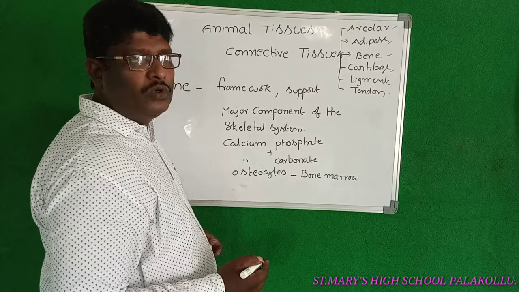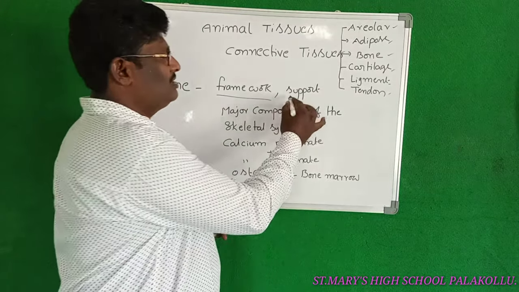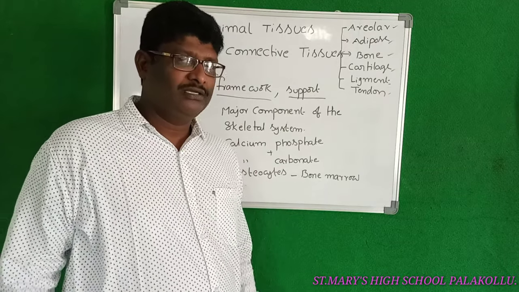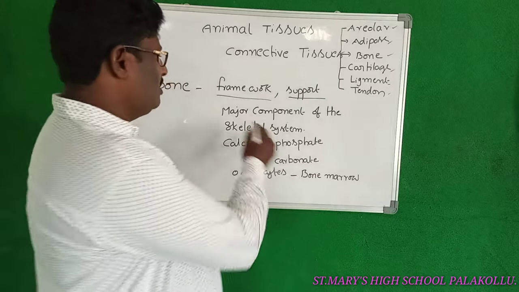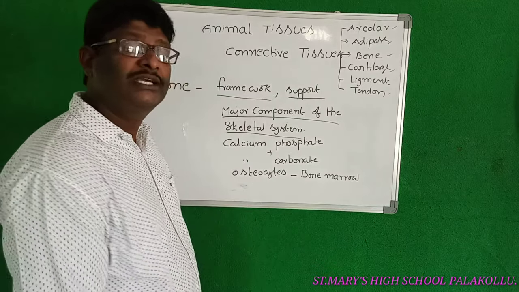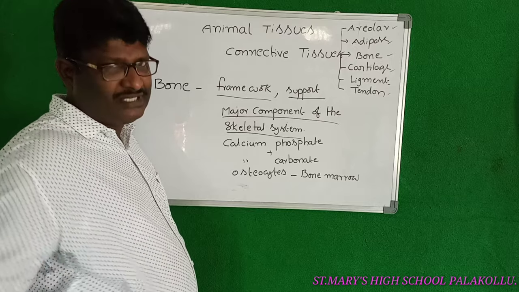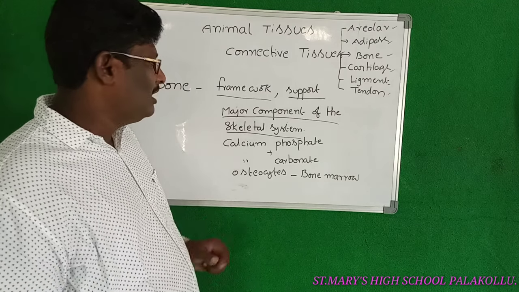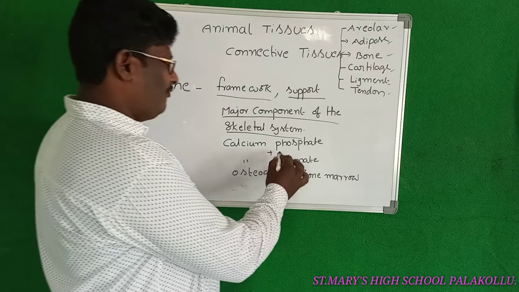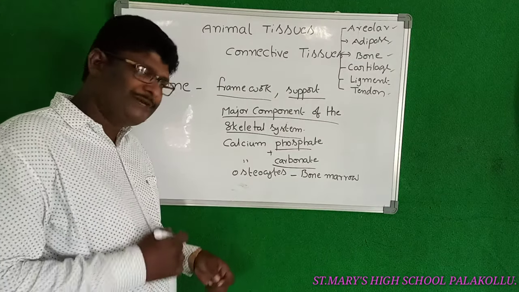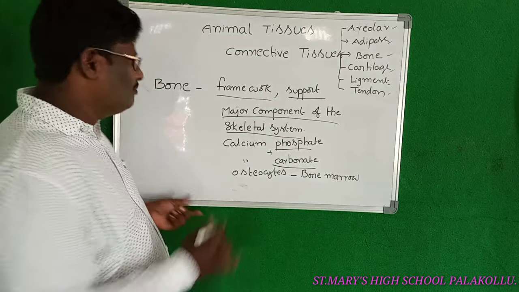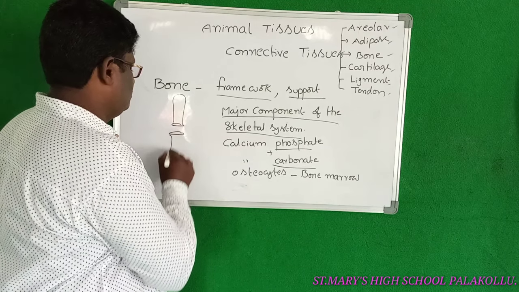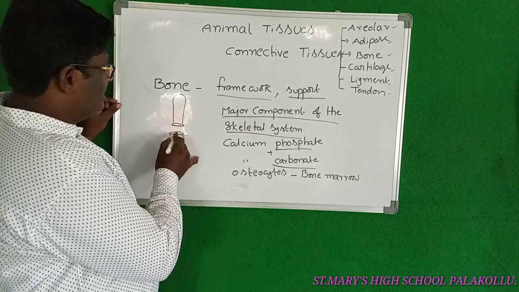So what is the use of the bone? Framework and support. Actually, in our skeleton or in animal skeleton, the main component, what is that? Bone. In all the vertebrates, except snakes and some of the reptiles, the main skeletal system is bone. Bone is made up of calcium phosphate and calcium carbonate. If you break the bone, inside the bone there is a liquid type material that is called bone marrow.